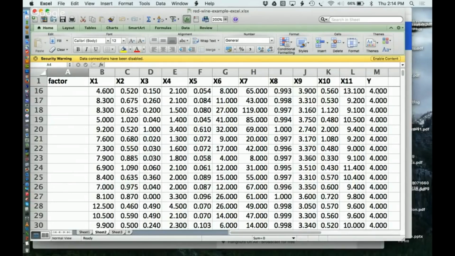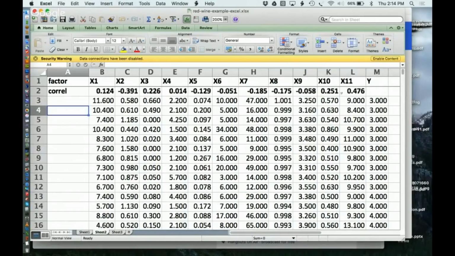Now, one thing to keep in mind is many people tasted exactly the same wine. So we're going to have a row for each person. So we'll have multiple rows for each particular wine where the X's will be the same, but the Y's might be different. That makes sense?